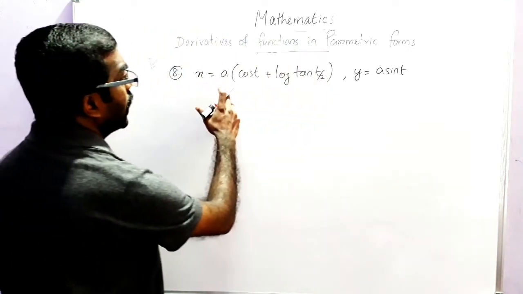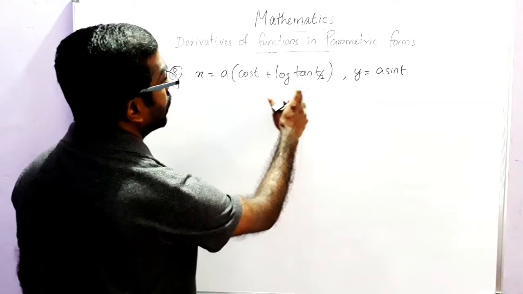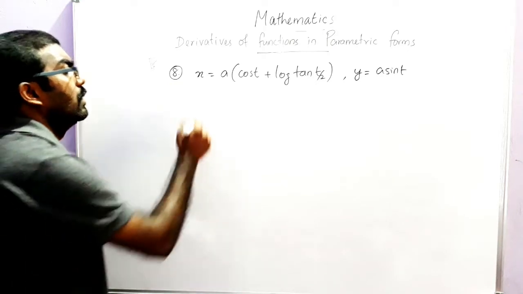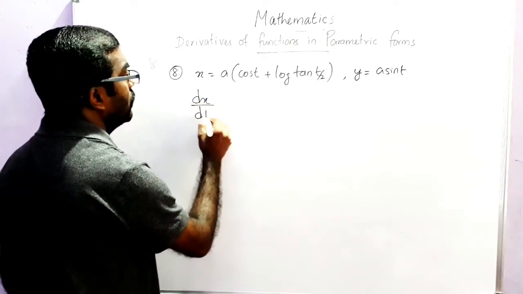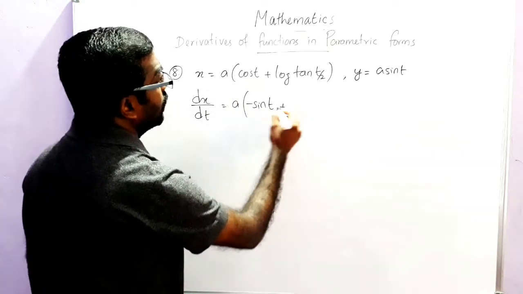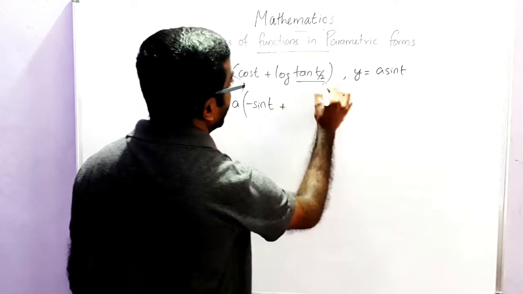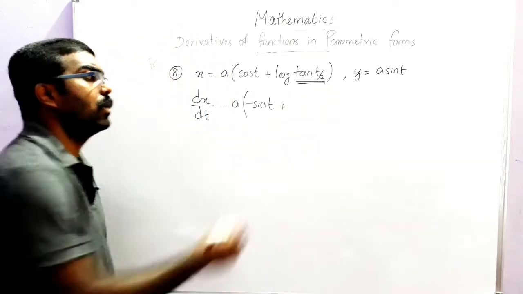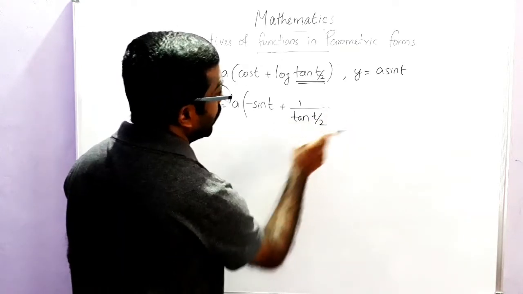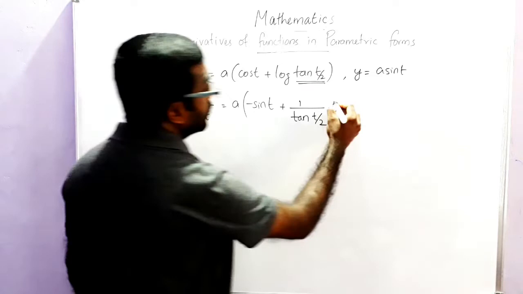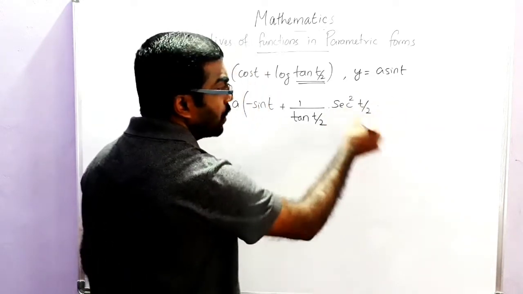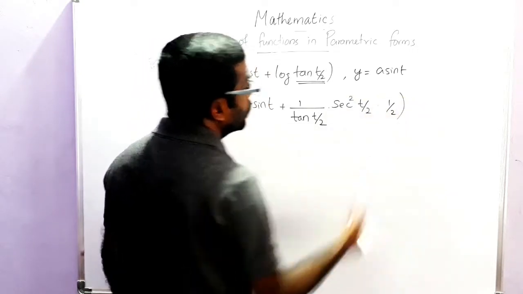Now we move on to the next question. x equal to a into cos t plus log tan t by 2 and y is equal to a sin t. First dx by dt is equal to a into cos t derivative minus sin t, log tan t by 2. So it can be treated as log x. Log x derivative 1 by x. So we can write 1 by tan t by 2 into derivative of tan t by 2. Derivative of tan x is sec square x. So sec square t by 2 into again derivative of t by 2, and which is 1 by 2.